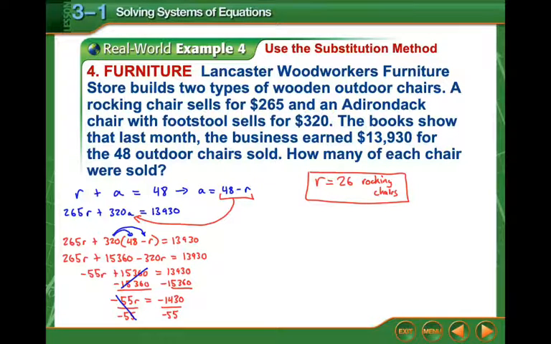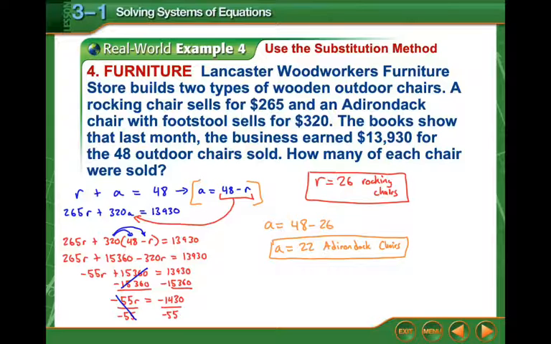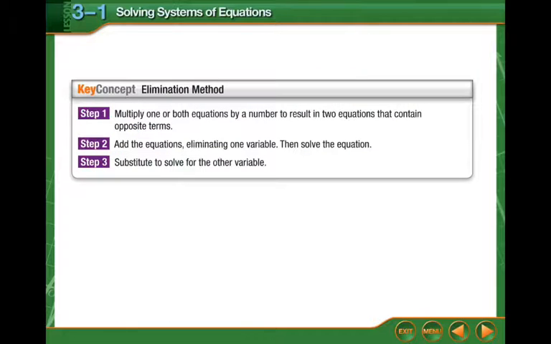So now we know what r is, we want to find what a is too. And we already have an equation, we just made it, that solves for a. So our a value is going to be 48 minus 26, or just 22. So they sold 26 rocking chairs and 22 Adirondack chairs. So that was the substitution method.